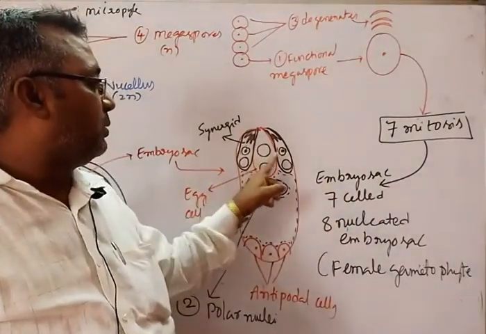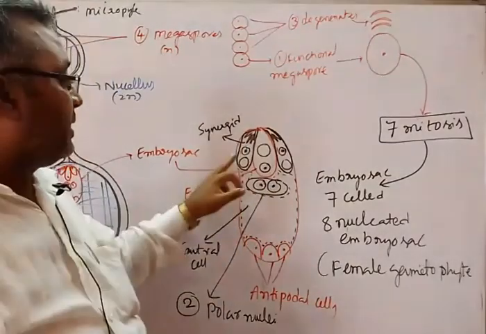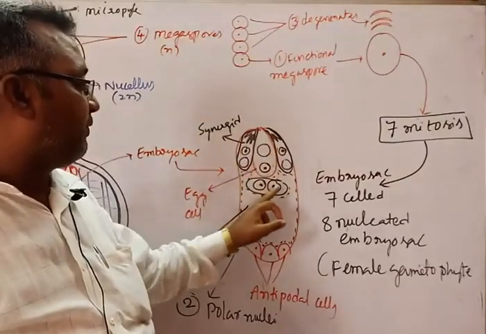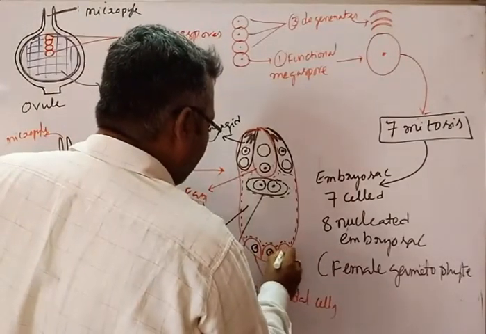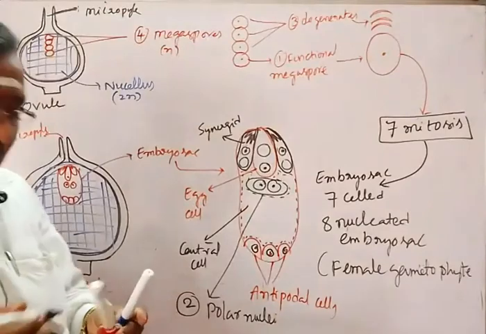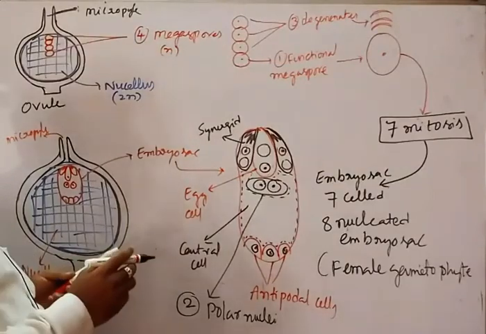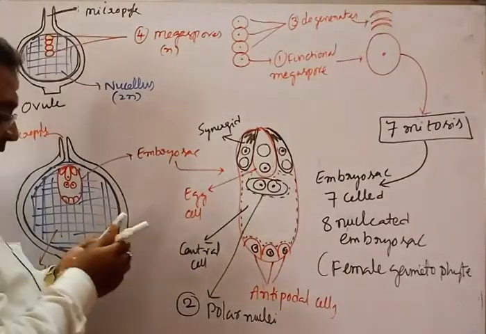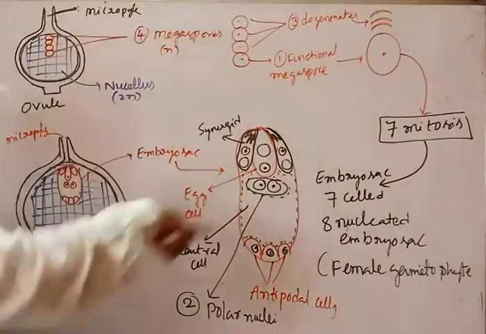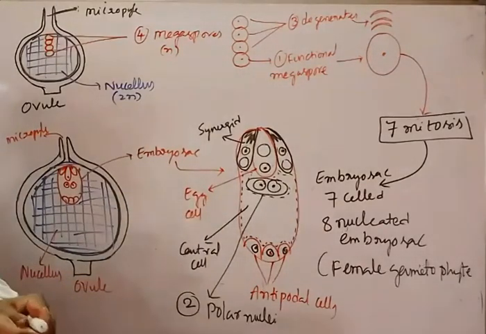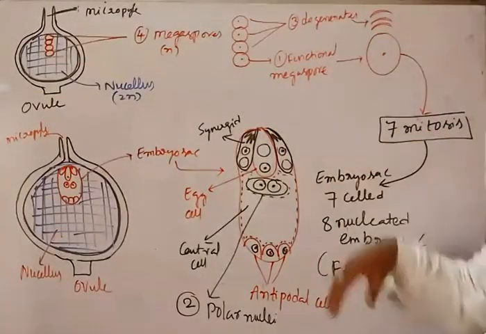See, 1, 2, 3, 4, 5, 6, 7. 7 cells with 8 nuclei. Here 1 nucleus, 2, 3, 4, 5, 6, 7, 8. 8 nuclei and 7 cells. What are the 7 cells? I'll write it later. This is called female gametophyte. This female gametophyte is present in the ovule. This is the development of female gametophyte and egg. Egg is the female gamete. First write down, then I'll give you some other details regarding this.